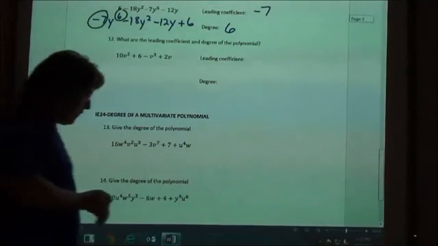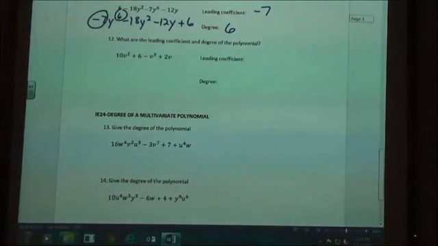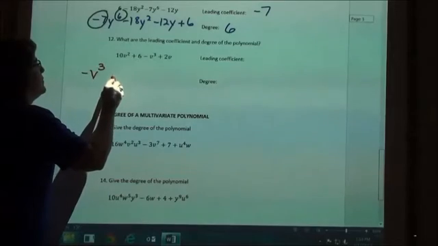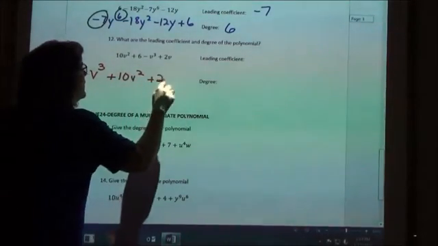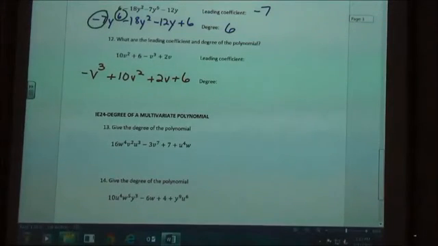So number 12, if we rearrange the order of that one so that it's in the best order, which term should go first? The negative v to the third, and then plus 10v squared, plus 2v, and plus 6. So then the leading coefficient would be negative 1, right?